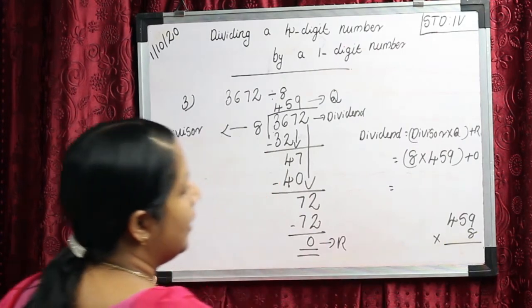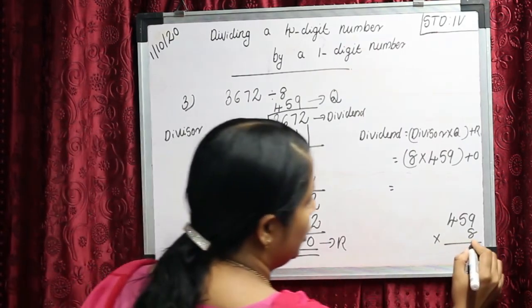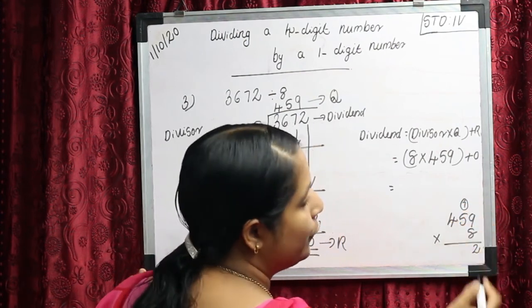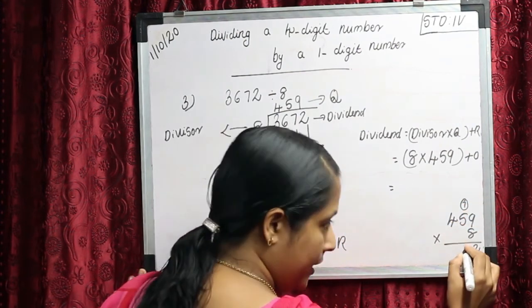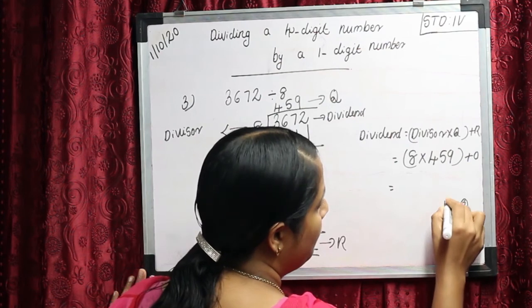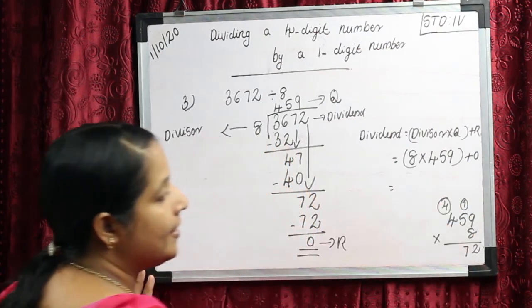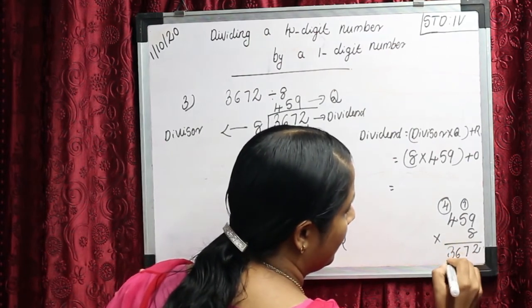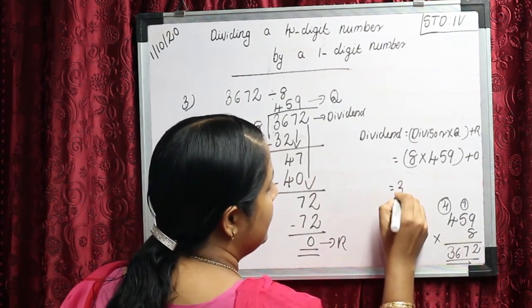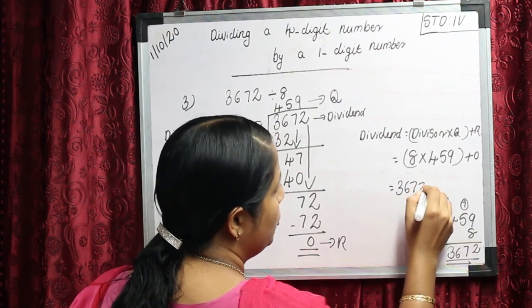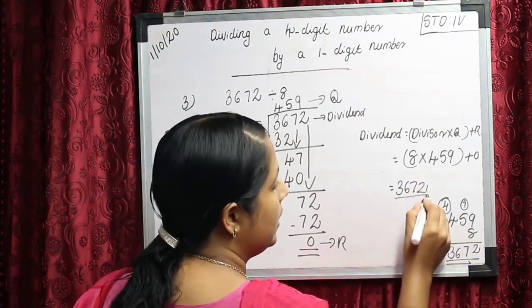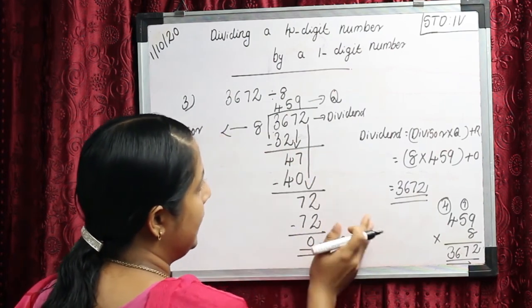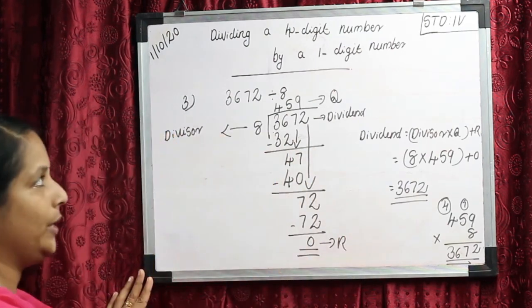Then 9 8s are 72. Then 2, 7 carry. 5 8s are 40. 40 plus 7 equals 47. Then 7, 4 carry. Then 4 8s are 32. 32 plus 4 equals 36. Then we get the answer 3672 plus 0 is also 3672. So both of the answers are correct. So our problem is also correct.